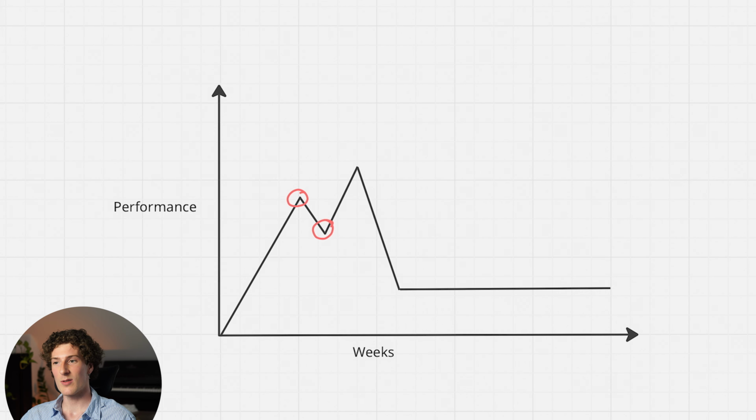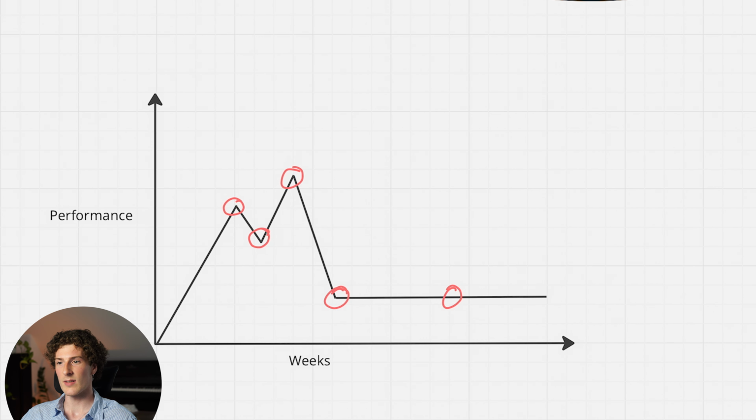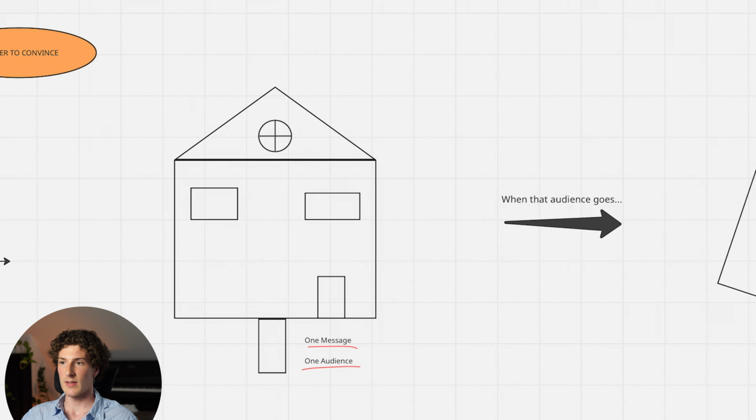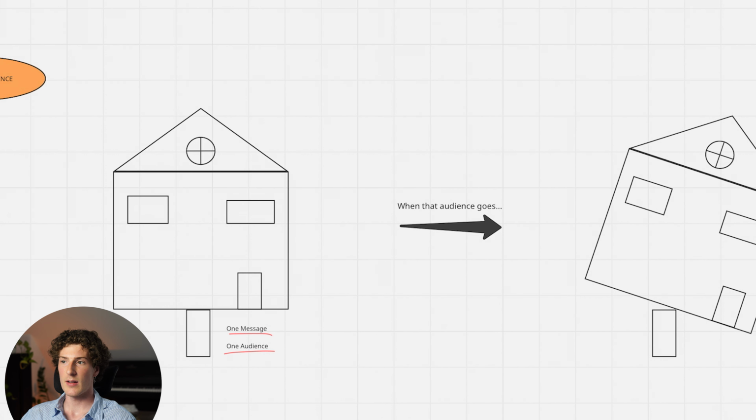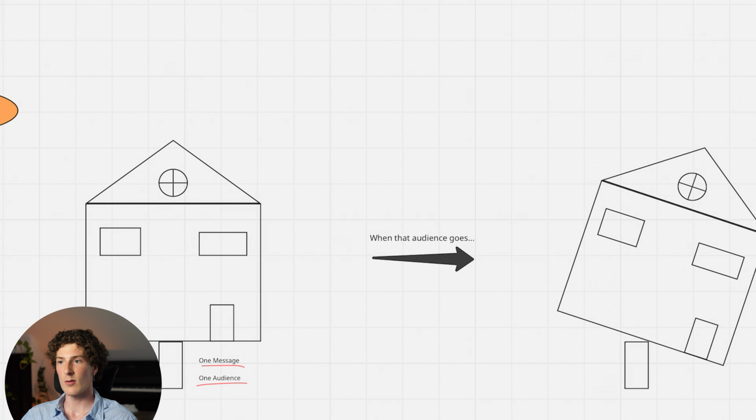Week 2, performance drops. They change the creative, it bounces back. Week 3, same thing. They change the creative again, it bounces back less. And week 4, nothing they do brings it back. The reason this happens isn't the creative. It's that Noir built their entire campaign on one assumption about who their customer is and what they care about.